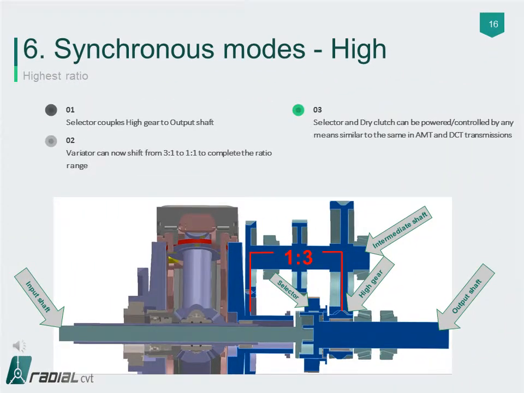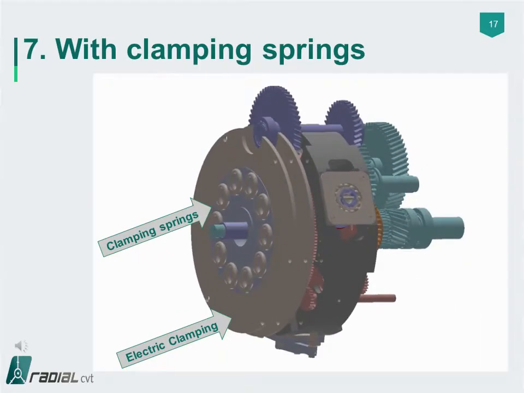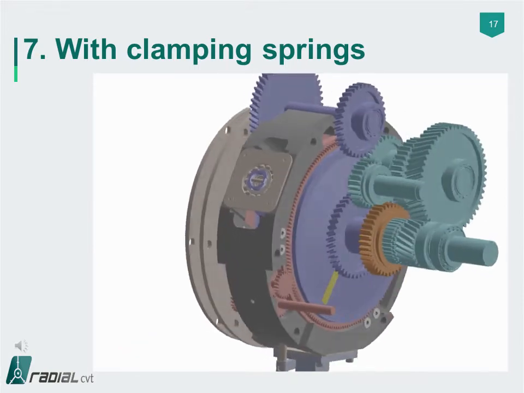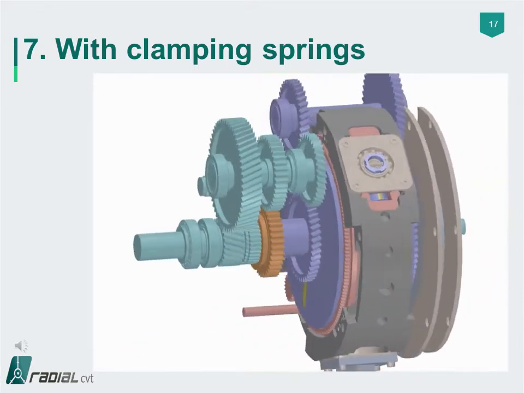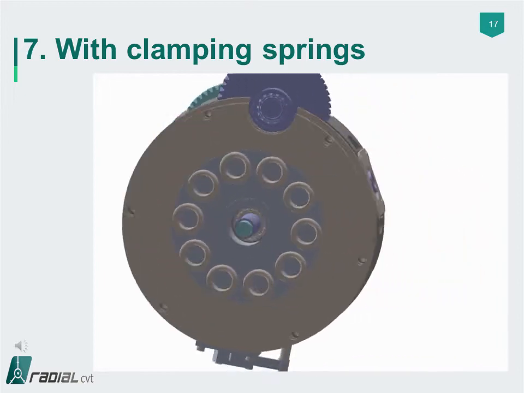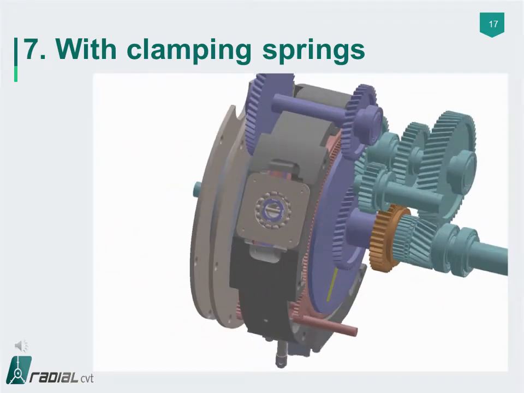In order to select high mode, the selector couples the high gear to the output shaft during a synchronous shift. To complete the ratio range, the variator now adjusts from 3-to-1 to 1-to-1 to further accelerate the vehicle. The selector and dry clutch can be powered or controlled by any means similar to an AMT or DCT transmission. The front and rear discs are clamped together by clamping springs, while provision is also made for variable electric clamping, which can have a direct relationship with the input torque to minimize losses and increase efficiency.